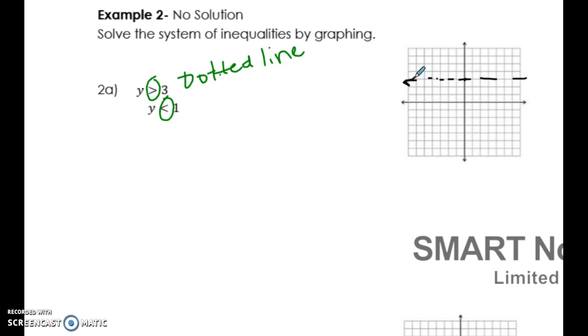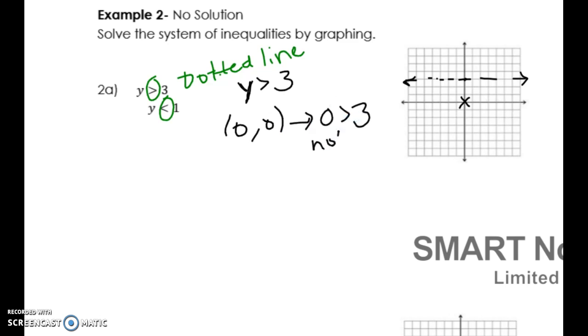So something like that. There's y is greater than 3. So in y is greater than 3, I'm going to plug in my test point. Remember, my test point is right here, the origin. So I plug in 0, 0. 0 is the y value, so I plug in 0 for y. And it's telling me 0 is greater than 3. Well, this is not true. So that means I'm going to shade the part above the line, because that's not where 0, 0 is.